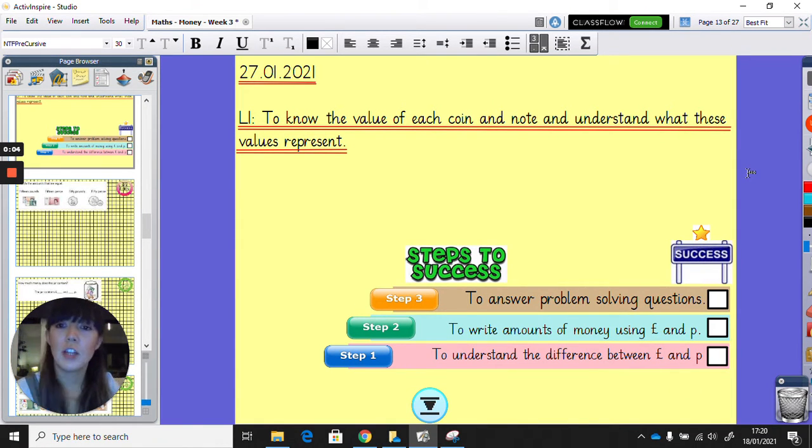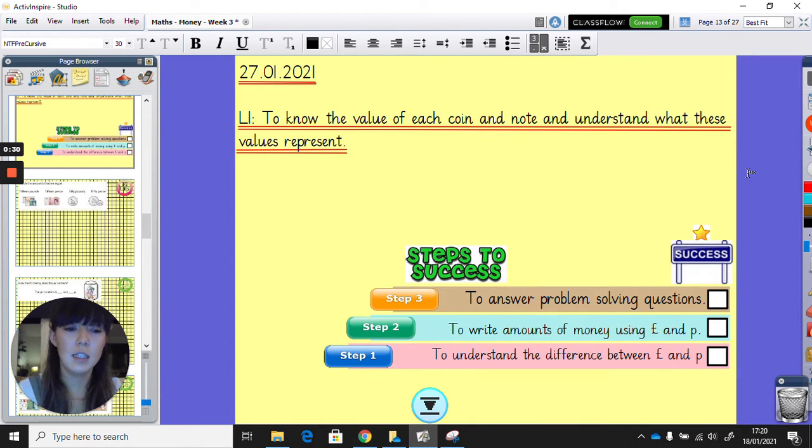It's the 27th of January today and we are still doing money. We're on our third lesson of money. So today's LI is to know the value of each coin and note and understand what these values represent. We've done coins, pence, pounds, and notes, and today we're going to put all that information together to answer some questions.